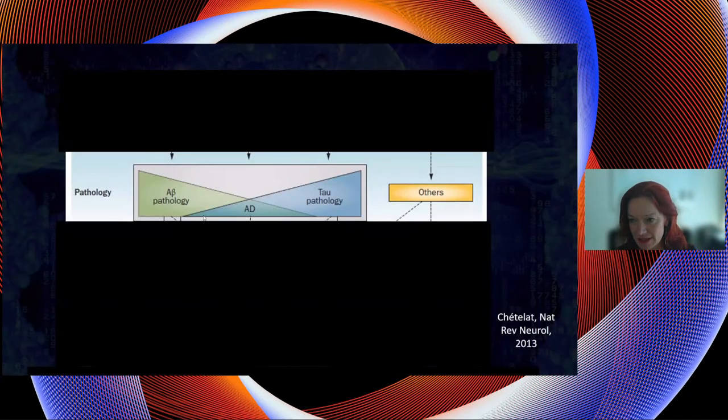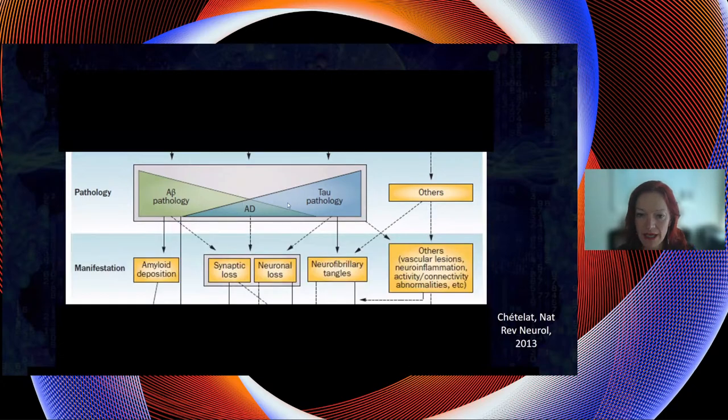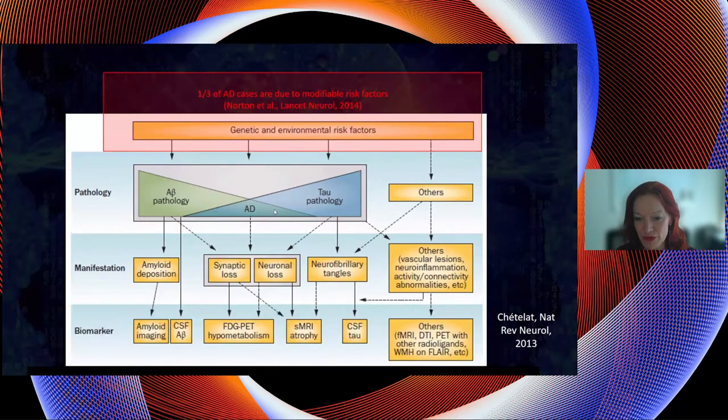As you know, and as has been introduced, amyloid deposition, A-beta pathology, and tau pathology are the two main pathological processes that make the definition of Alzheimer's disease now. There are also other pathological processes that may interact. The manifestations are amyloid deposition and neurofibrillary tangles for A-beta and tau respectively, but also, through interactions and complex processes, they are conducting to synaptic and neuronal loss, and other manifestations that are thought to be at least partly independent from AD pathological processes.